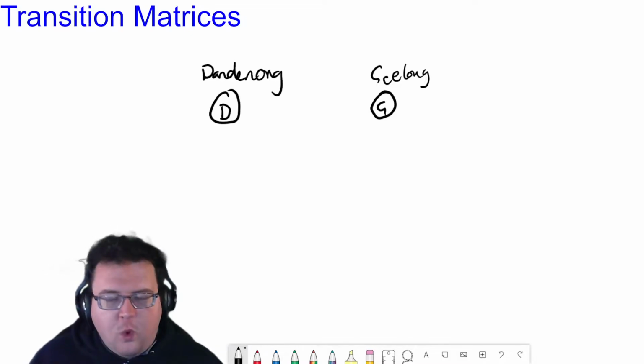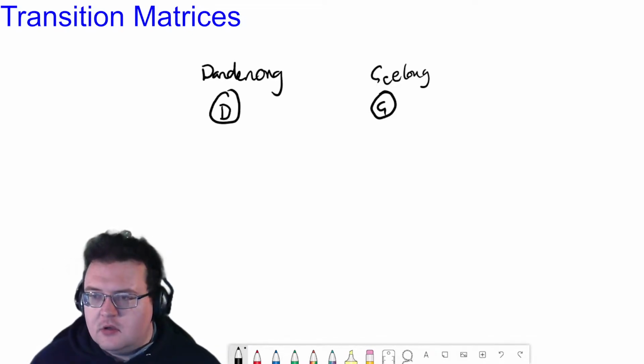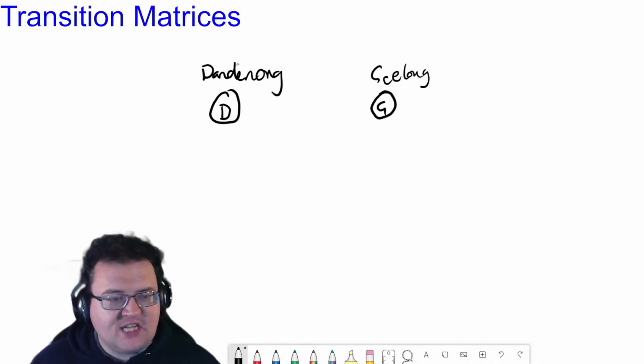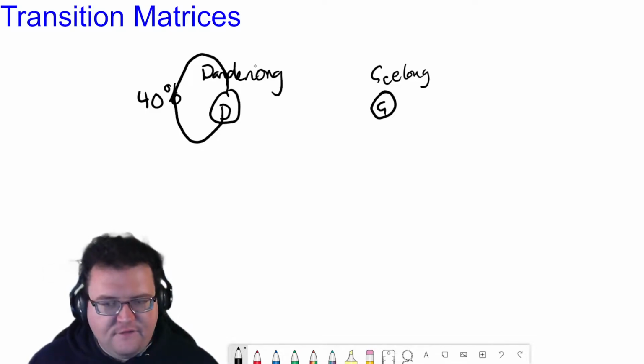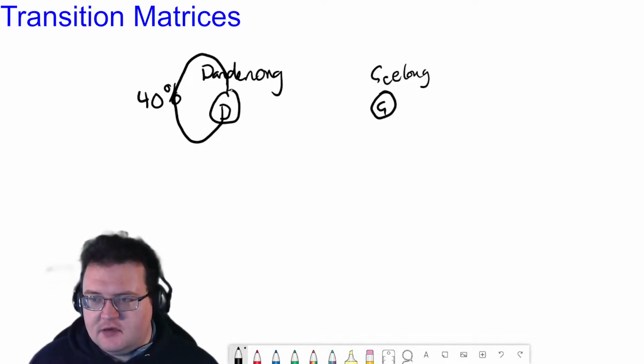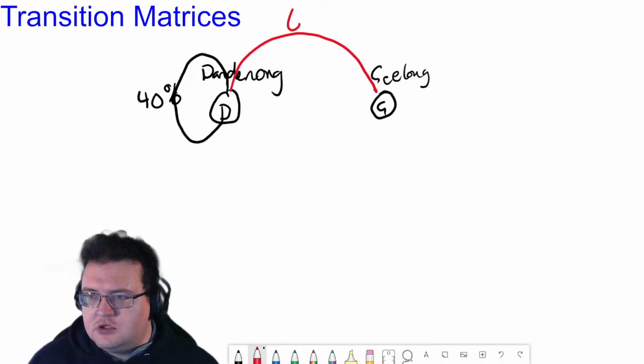Now, on any one week, if someone rents a car from Dandenong, 40% of those people will return the car back to Dandenong. The other 60% end up going to Geelong.